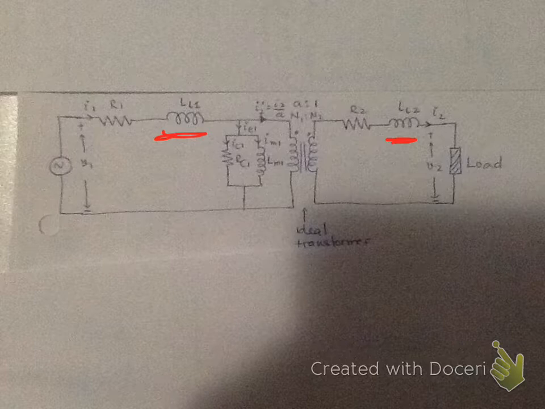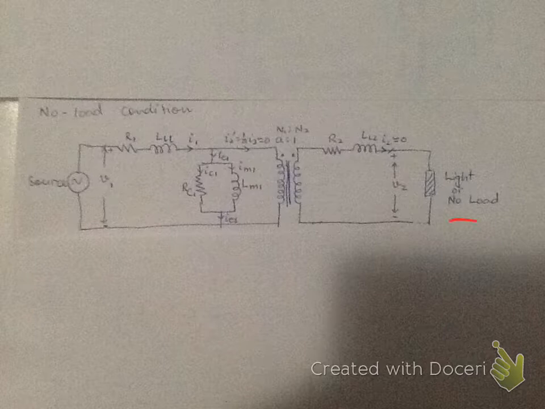You have the winding resistance, you have the leakage flux, and you have the core loss and the magnetizing component of the current. Now we have to look at two conditions. Number one, we will look in detail at the no load condition, and how we can simplify this complete equivalent circuit into a simplified form. Under the no load condition, we expect that the load does not draw any current, approximately 0. That means the current I2 is going to be 0.